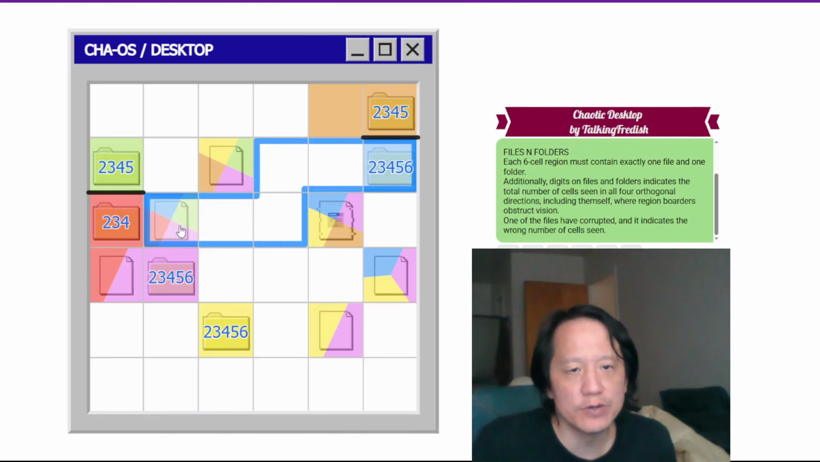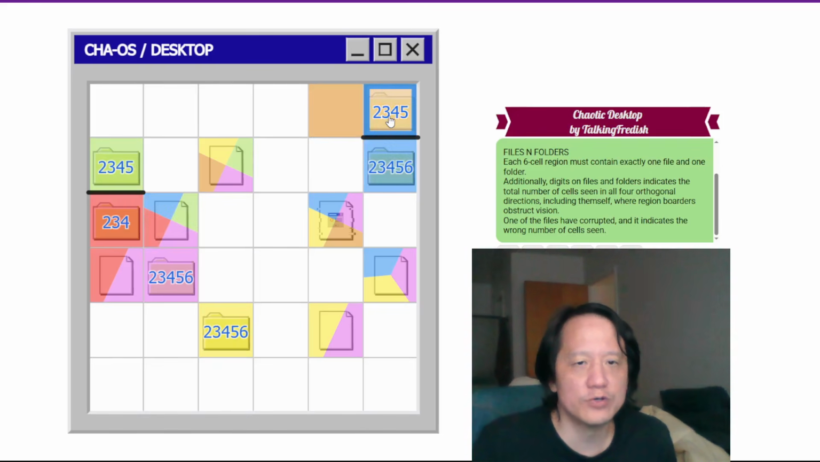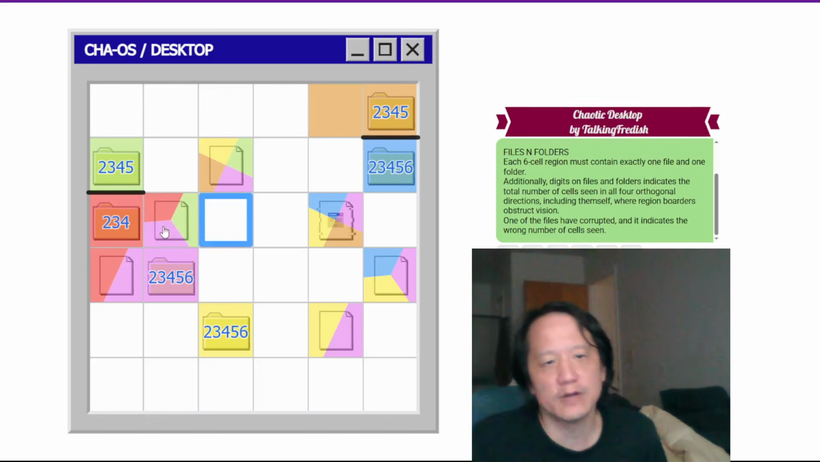Technically, blue could go here. No, it can't. If blue tried to go here, the problem is that green and orange wouldn't have access to a file. So blue cannot go that way.